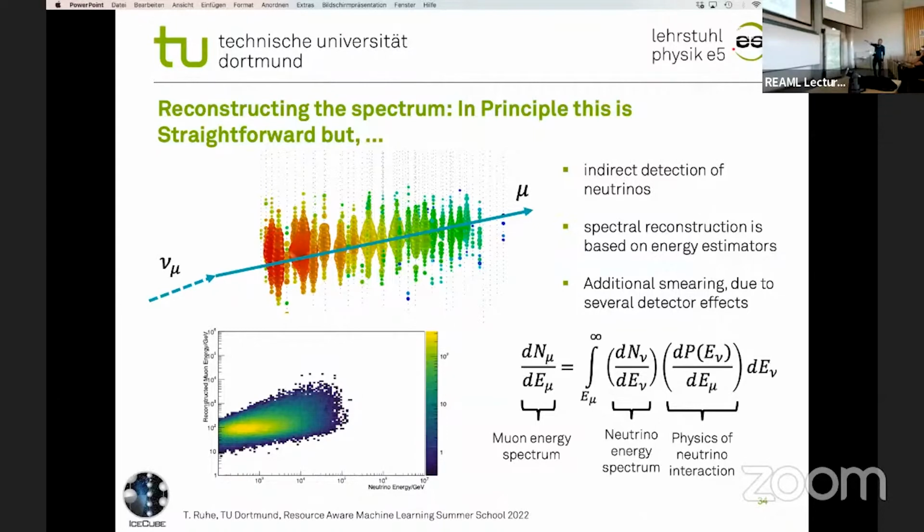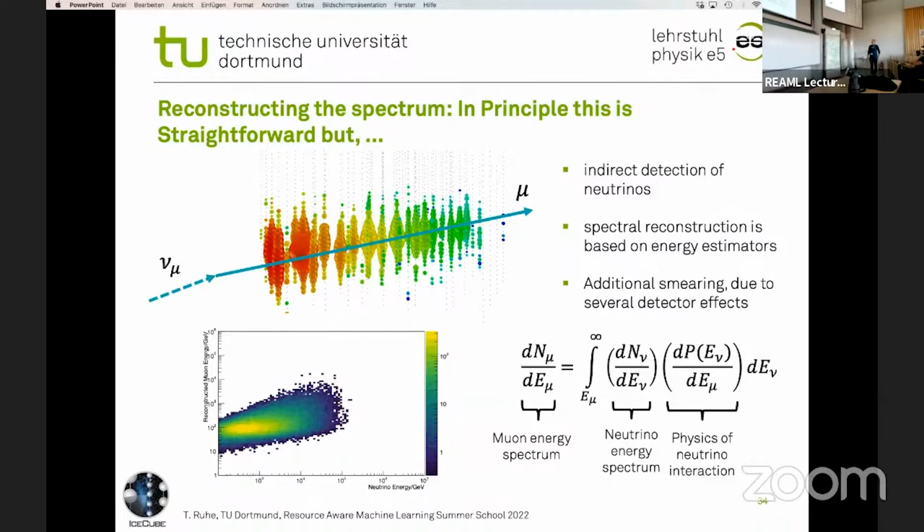And then you have this integral equation where this is the neutrino energy spectrum, number of neutrinos per energy bin essentially. And then you have this term here that captures the physics of the neutrino interaction. So it basically describes the probability of having a muon of energy E mu be produced in an interaction from a neutrino with energy E nu. And this is why this is complicated, right? This is the smearing that we have. So this is the true neutrino energy, and right, the smearing is on half an order. Okay, how do we do this?